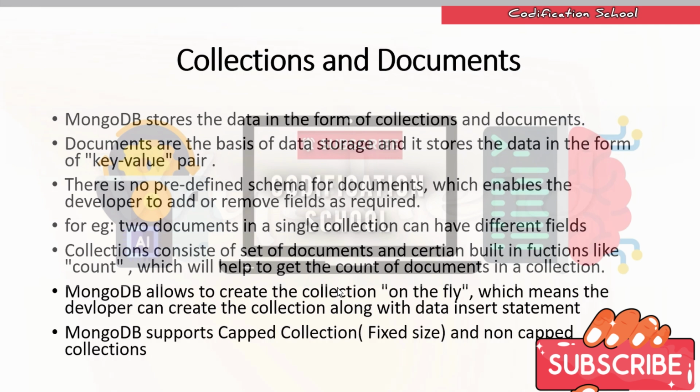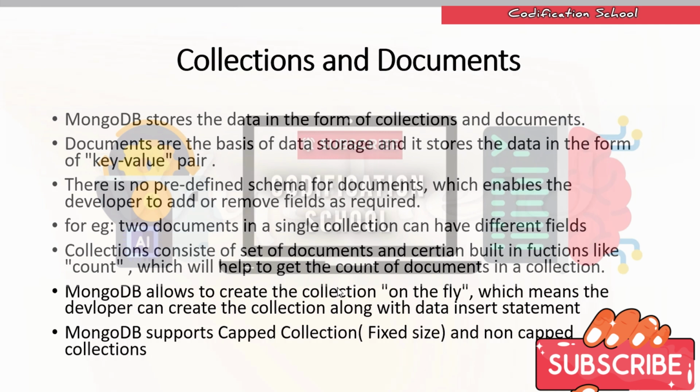So you have the option of creating a collection. When you create a collection using a specific method like createCollection, you are creating an empty collection. That's one method. The second method is that you don't have a collection, but you insert a document, say db.collectionName.insert. At that time you are inserting the data and the collection will be created implicitly. That is an implicit creation, or you can say on-the-fly creation.